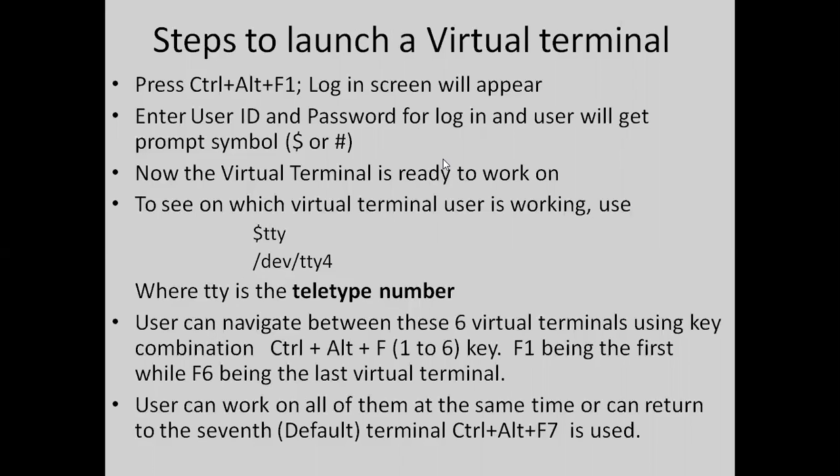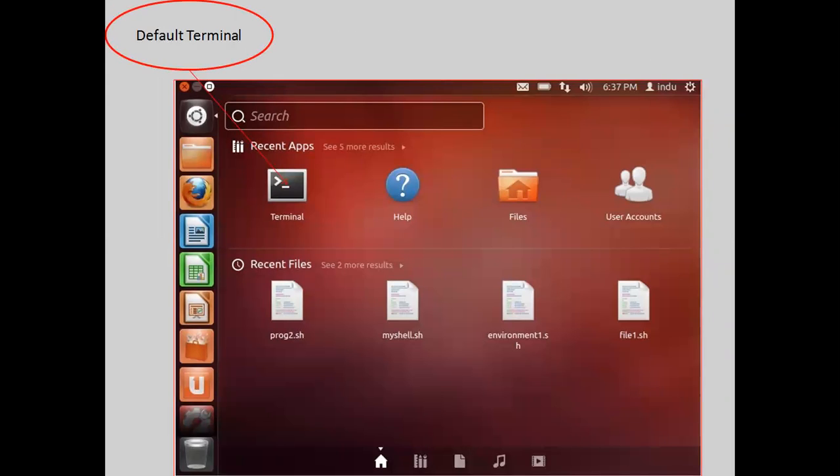The user can navigate between different virtual terminals using the key combinations Control Alt plus function keys F1 to F6. F1 is used for the first virtual terminal, F6 for the last virtual terminal, and F7 is used for the default terminal, which supports a graphical user interface. By default, you are logged into the terminal and it supports the graphical user environment of Linux.